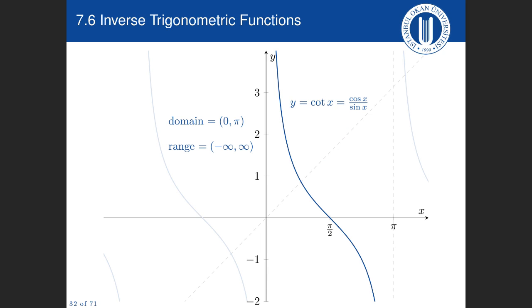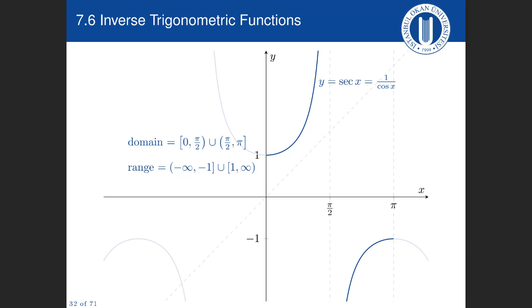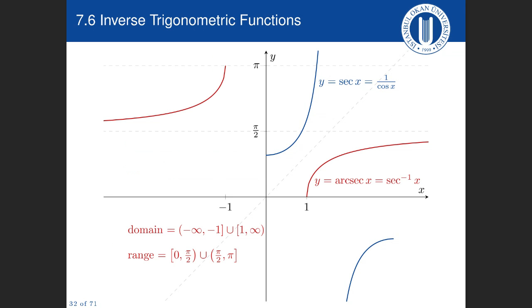Cotan looks like this. And if the domain is between 0 and pi, it's one-to-one. The inverse function is called arccotan. Sec x, the graph looks like this. This time we're going to restrict our domain to the half open interval from 0 to pi over 2 union the half open interval from pi over 2 to pi, because this function is not defined at pi over 2. This function is one-to-one. It has an inverse. Arcsec has this graph.